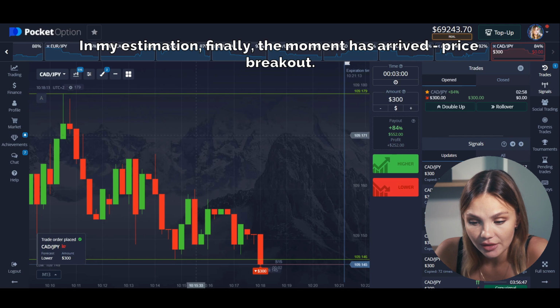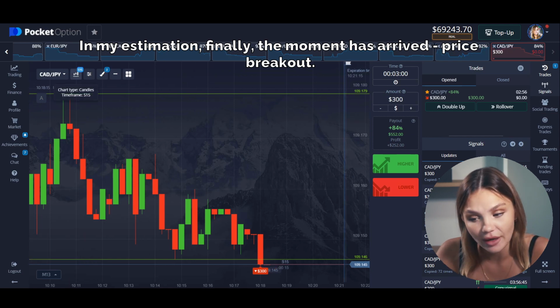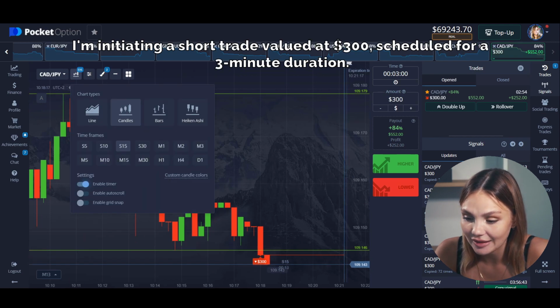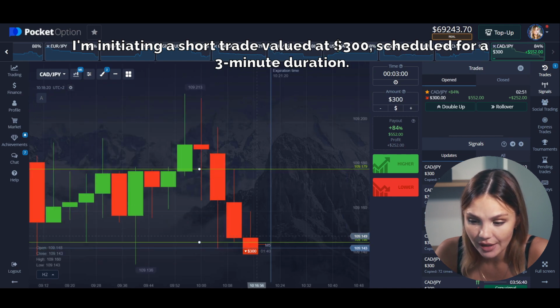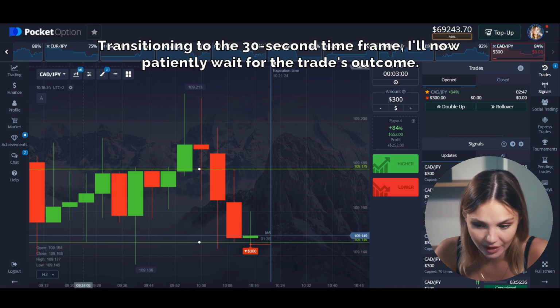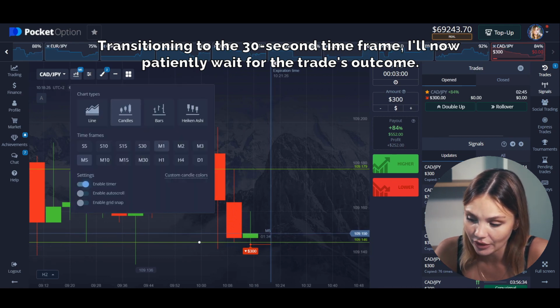In my estimation, finally the moment has arrived. Price breakout. I'm initiating a short trade valued at $300, scheduled for a 3-minute duration. Transitioning to the 30-second time frame, I'll now patiently wait for the trade's outcome.